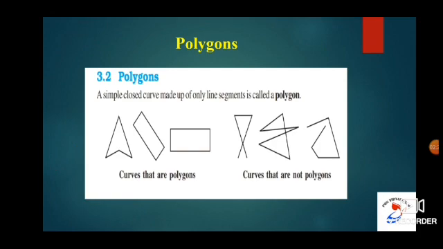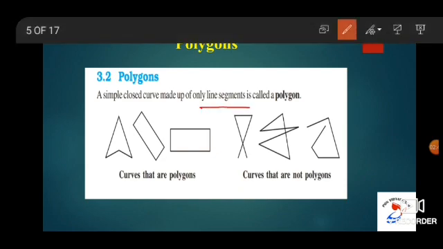Next, it is actually a polygon. We will see what a polygon is. A simple closed curve made up of only line segments is called a polygon. So if I say it is a polygon, it should contain line segments. It should be made only of line segments. Look at the figures which I have given here. These are the curves that are called polygons because everything has a line segment. These are curves that are not polygons because the curves in this figure are not closed. So this is not a polygon and this one is a polygon. All these three pictures are called polygons.